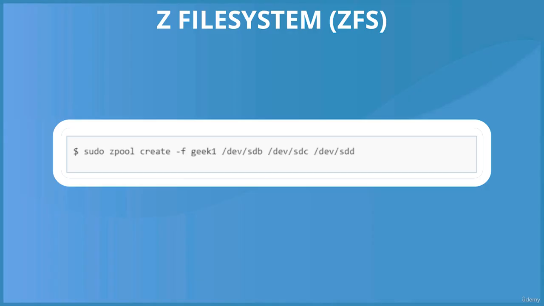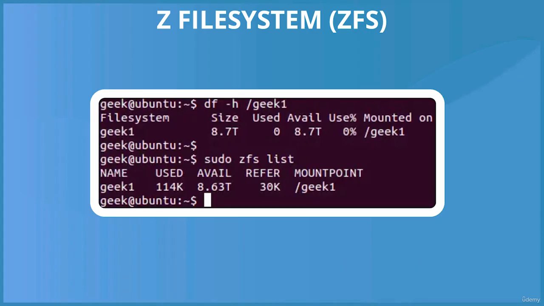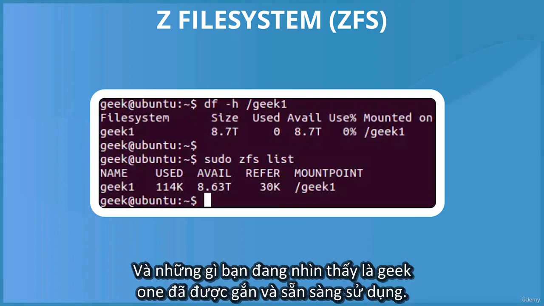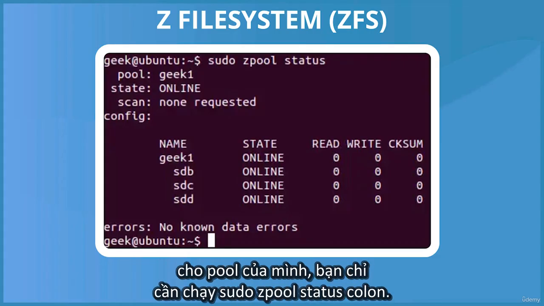pool. So after you've created your pool, you should be able to see it with a df command or sudo zfs list. And what you're looking at is that geek1 has already been mounted and is ready to use. Now, if you want to see which 3 disks you selected for your pool, you can just run sudo zpool status.